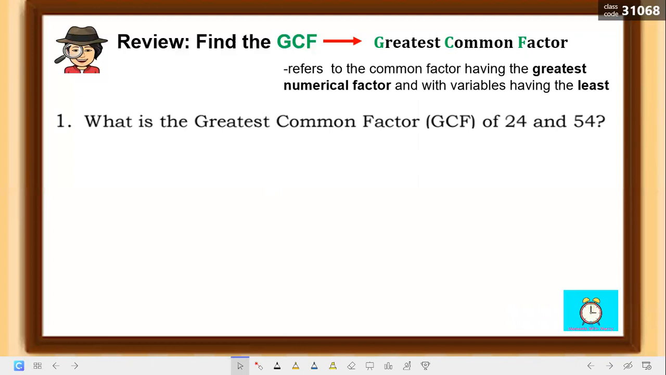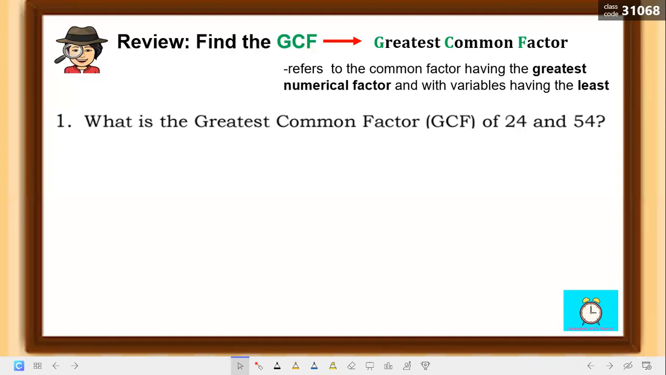Ano yung GCF ng 24? Rafael? 8 po ba? Ang tanong doon, ang 8 po ba ay pwedeng pang-divide sa 24 at 54? Is it divisible by 8? Or that is the greatest? If not, you have to take another number.